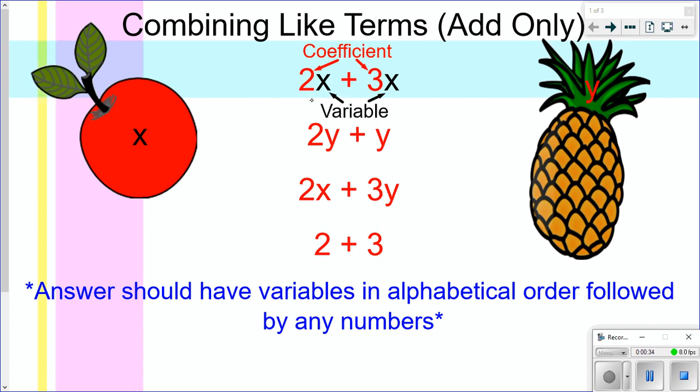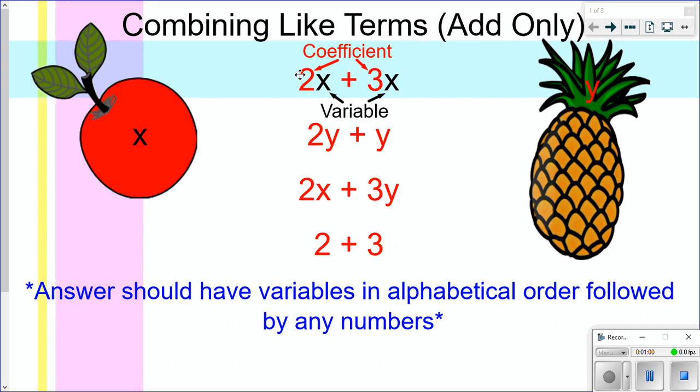So just some terminology real quick here. This first expression I have is 2x plus 3x. The x, the letter here, is called a variable. In algebra, a variable is a letter that represents a number. The number that's attached to that variable, or in front of it, is called the coefficient. So the number in front of the variable is called a coefficient. The variable, the letter, is called a variable.